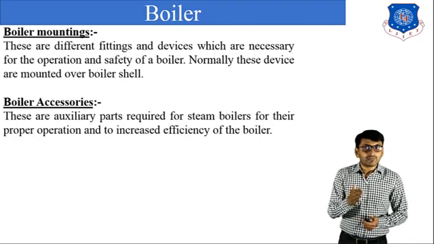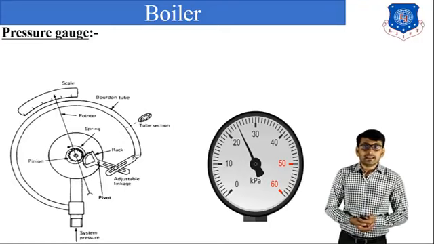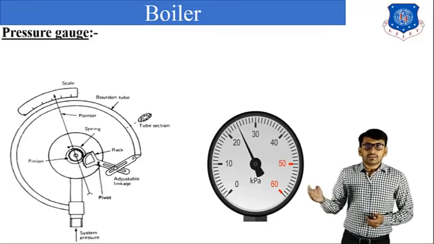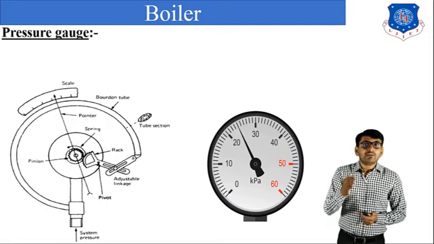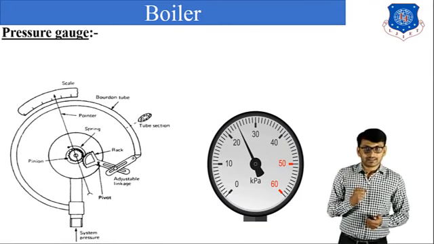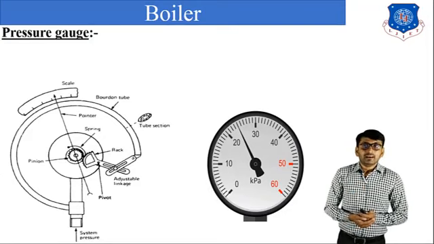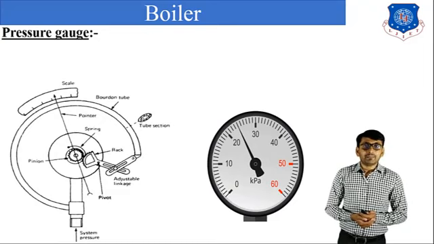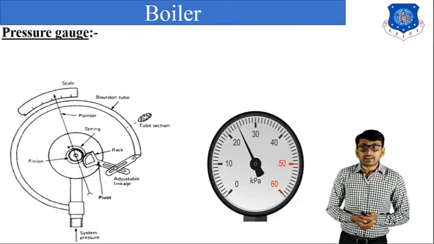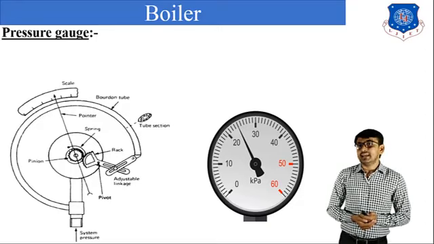Now we discuss one by one. First, boiler mountings. The first one is the pressure gauge. So this is the diagram of the pressure gauge. Pressure gauge is one type of boiler mounting. It means it is used for the safety of the boiler. And this pressure gauge is attached at the top side of the boiler. Okay. Now when the steam pressure enters into the pipeline, that is the Bourdon tube as shown in this diagram.